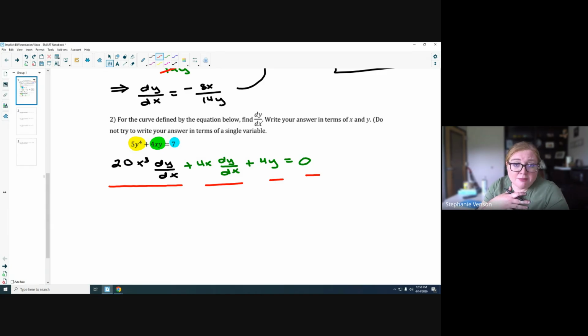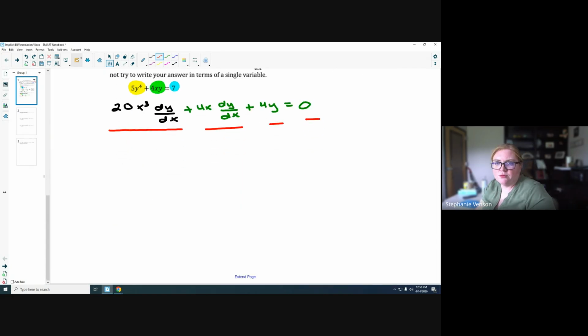So now to get my final answer, my job is to isolate the dy dx. If I have 3 terms on the left-hand side and 2 of those 3 terms have a dy dx in them, then I need to move over the term that does not have a dy dx. So 4y does not have a dy dx, so I'm going to move that over to the other side with subtraction. Let me move this down just a bit.